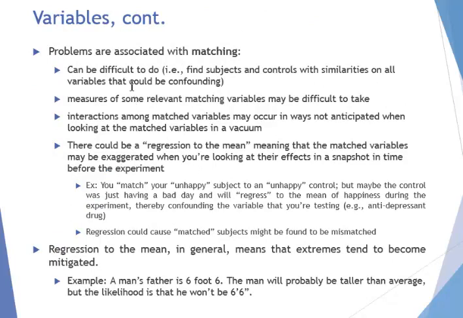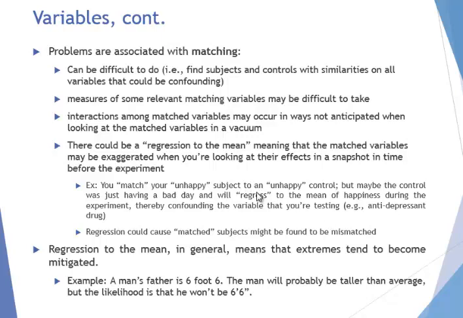The problem with matching is, number one, it can be very difficult to do because you have a lot of different confounding variables, and trying to find people with all the same variables is not easy. Measures of some relevant matching variables may be difficult to take. Whether somebody is street smart, for example, can have an impact on their income, but street smarts is not easy to measure. There could be a regression, and we discussed regression a little bit. We're going to discuss it more next chapter, but regression essentially means that when you measure someone and the result is far away from the average, it could regress back towards the average the next day. You take a test on someone and you see that they're extremely unhappy.